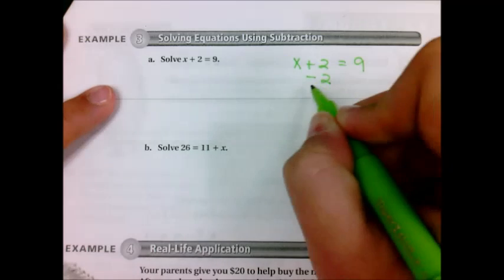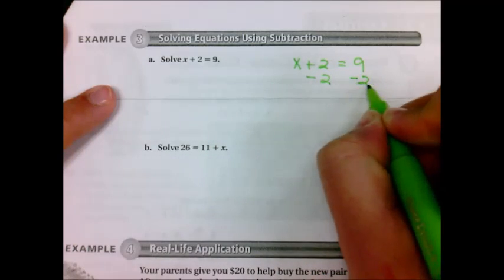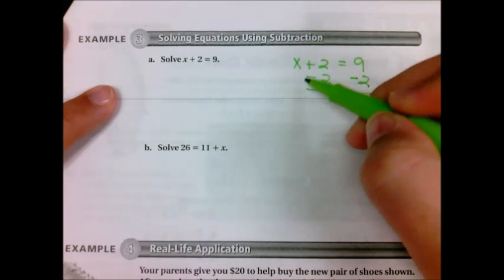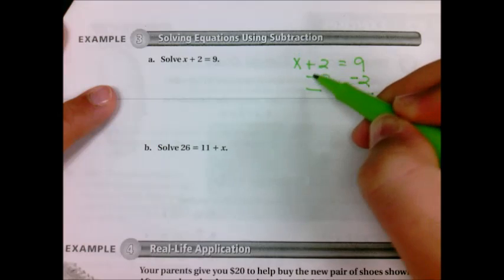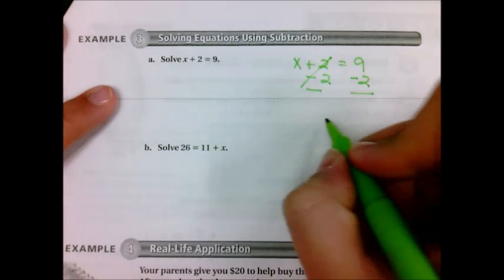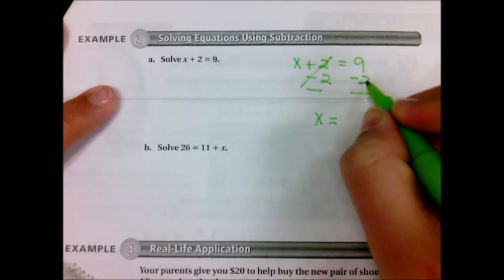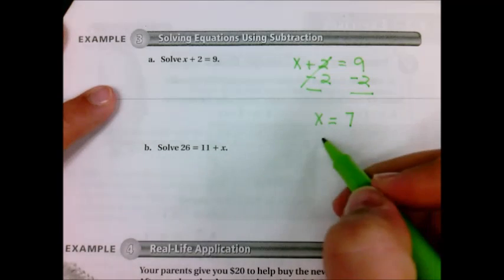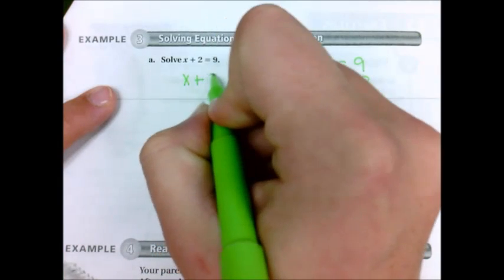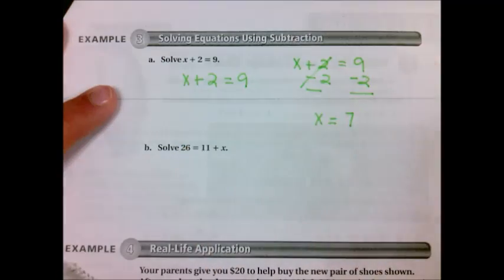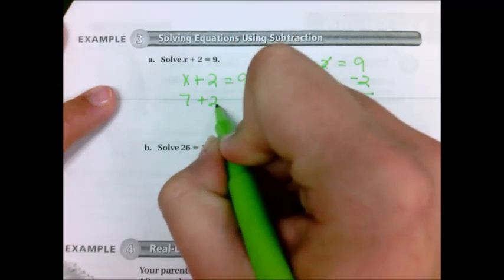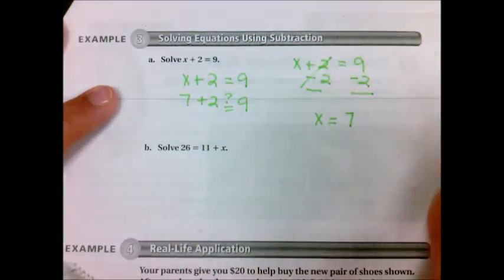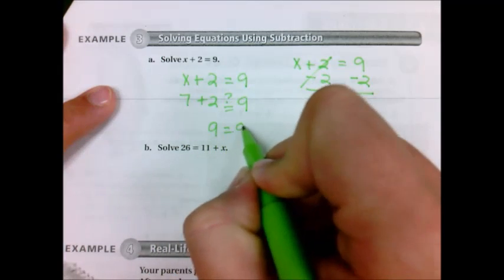My rule is whatever I do to one side, I have to come over and do to the other. A plus and a minus, those inverse operations, always cancel out. X equals 9 minus 2 is 7. I'm going to check that solution, rewrite, plug in. Does it equal 9? 7 plus 2 is 9. Yes.